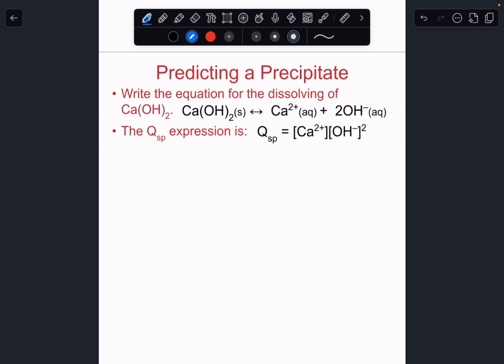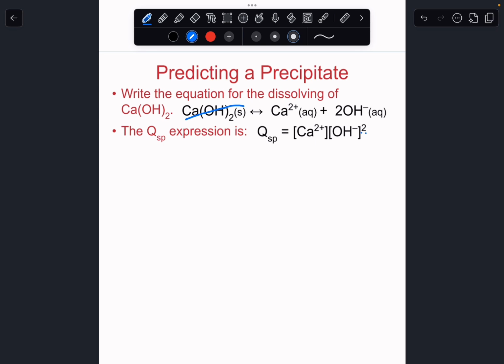So you would first write out your net ionic equation, and that would be solid Ca(OH)2 dissolves into Ca2+ aqueous and 2OH- aqueous. Then you can write your Qsp expression. Remember that you do not include solids. So your Qsp would be Ca2+ times OH- to the second power.